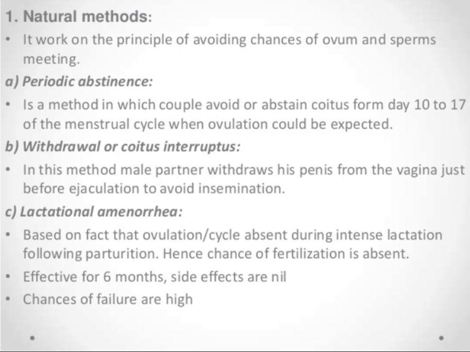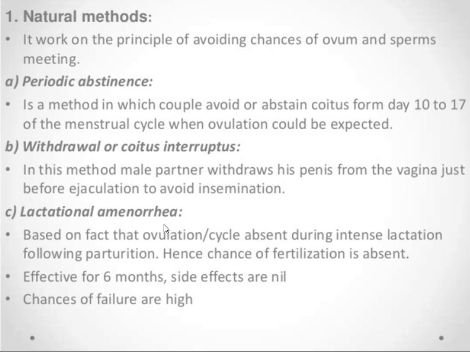So under natural method, which actually works upon the principle to avoid the chance of meeting of ovum and sperm, there can be periodic abstinence, where intercourse can be avoided during the particular time when ovulation can be expected, because if you remember in the previous slides I explained that when ovulation occurs, when the ovum is totally prepared, that particular time gives so much probability of fusion. Then withdrawal or coitus interruptus, where the partner withdraws the penis before ejaculation, so that the deposition of semen can be avoided. So to avoid insemination in the vagina, this method called the withdrawal method can be used.